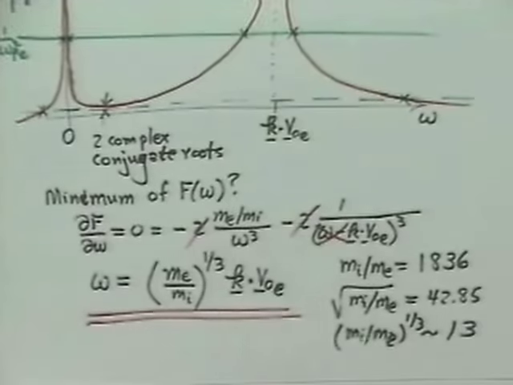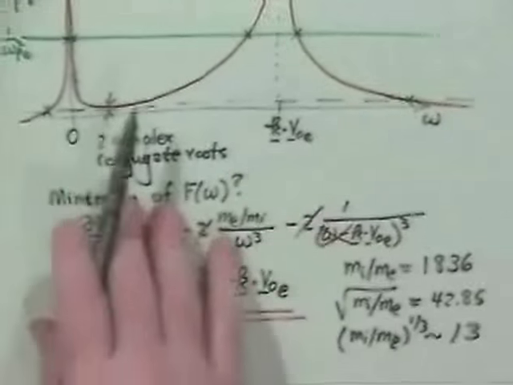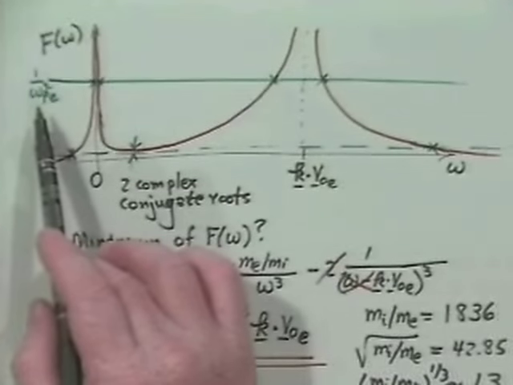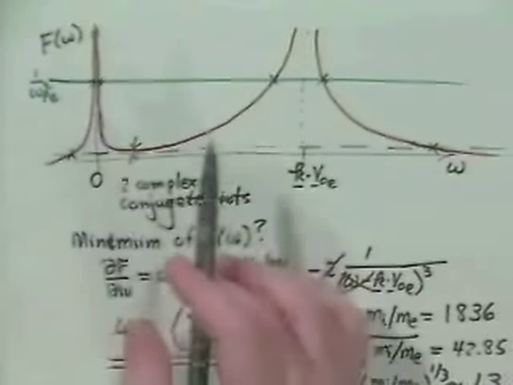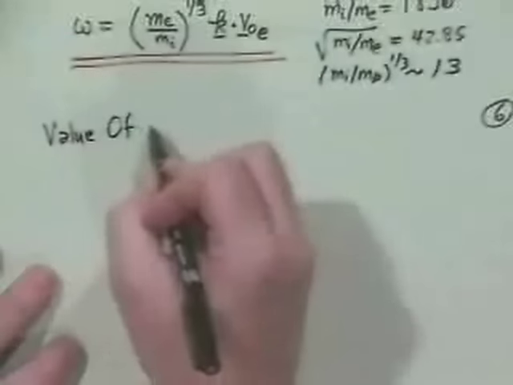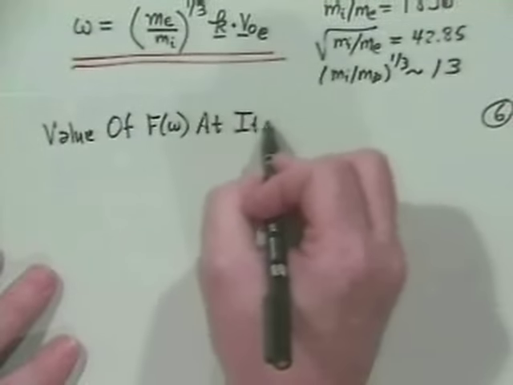Now, why did we want to know that? Well, what we wanted to do was to calculate the minimum value of this f of omega so that we could find out how large we had to make omega p e squared to lose the two roots to get complex conjugates to get an instability. So let's find the value of f at that position. So value of f of omega at its minimum.